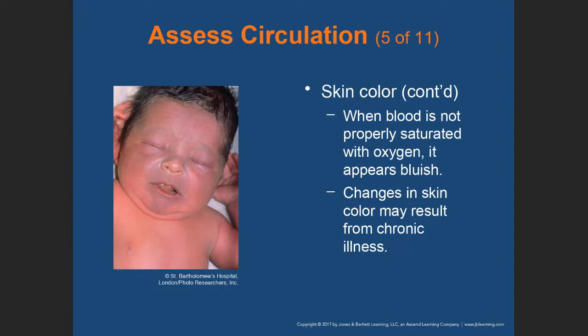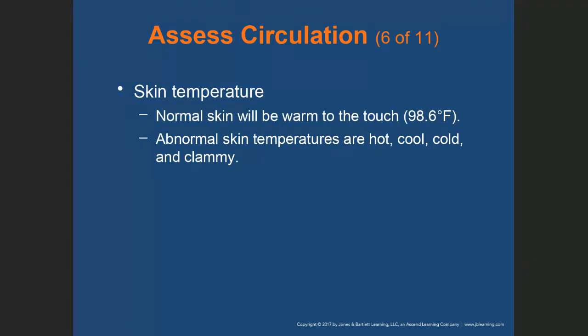So skin color. When blood is not properly saturated with oxygen, it appears bluish. Changes in skin color may result from chronic illnesses or illness. You also will evaluate skin temperature.